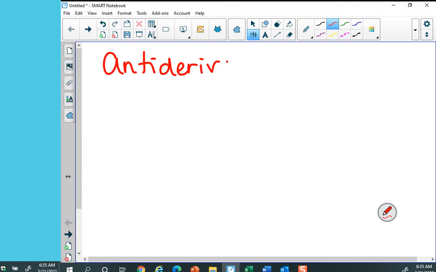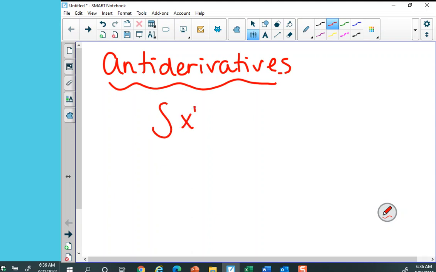Antiderivatives. I haven't written on this guy in a long time. We do have a formula for finding an antiderivative of x to the n. Antiderivative of x to the n is going to be x to the n plus 1 divided by n plus 1, plus c.